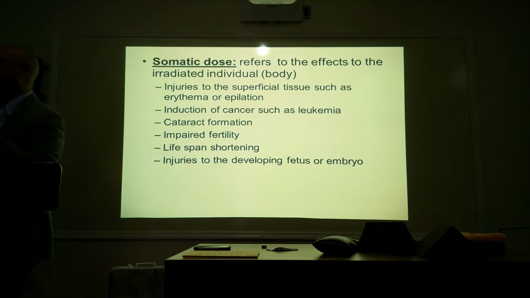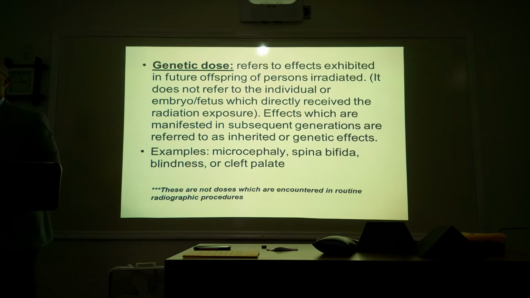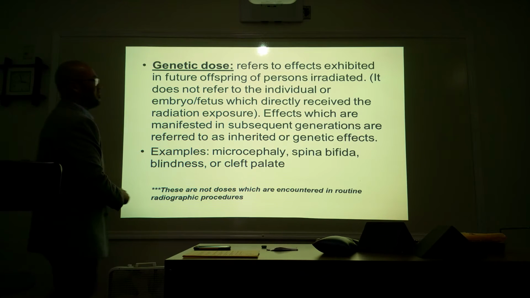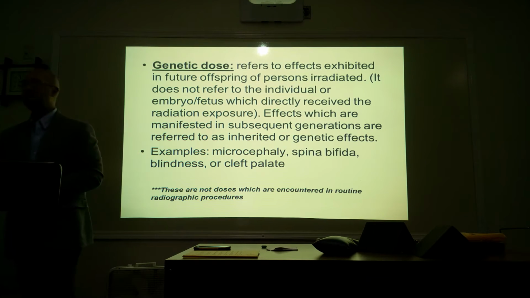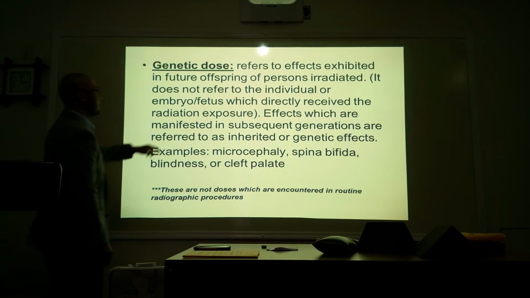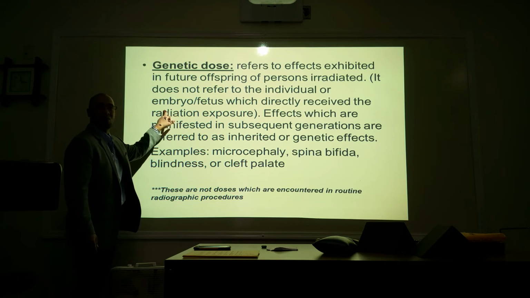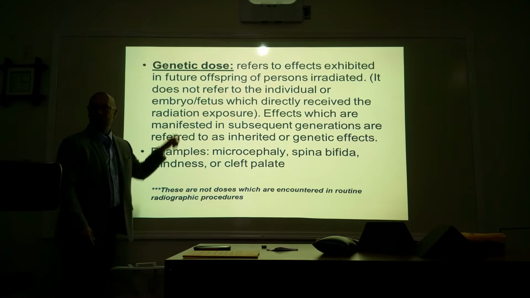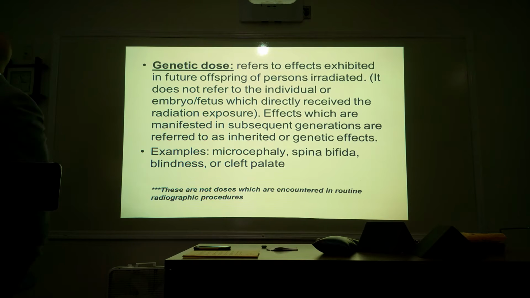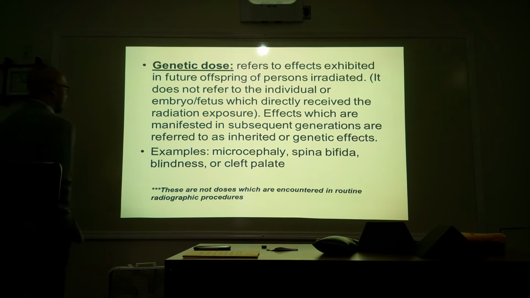Next one here is genetic dose. This refers to any effects that are exhibited in the future offspring of the individual being irradiated. This does not include the embryo or fetus, because this goes under what category? Somatic. So we're just talking about genetic, gonadal exposure. These are effects which are manifested in subsequent generations, referred to as inherited or genetic effects.